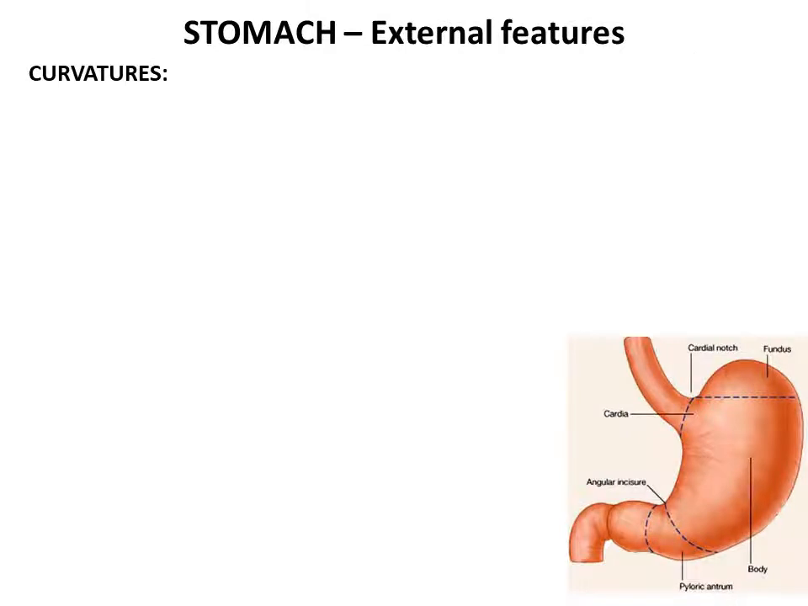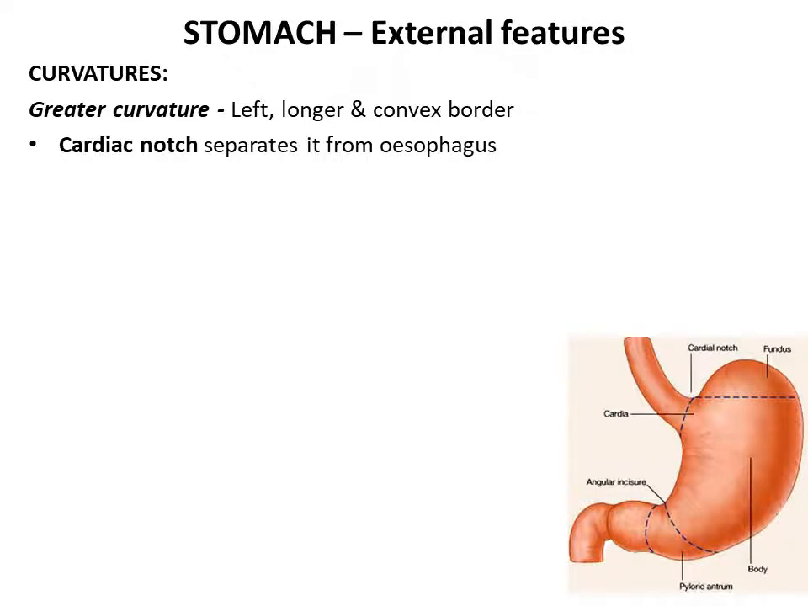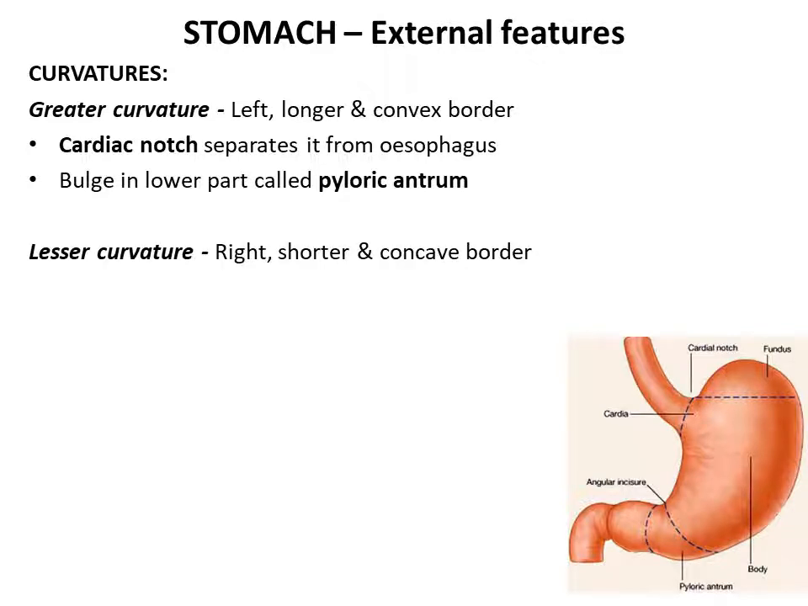The curvatures or borders of the stomach. The greater curvature is the left longer and convex border. It arches upwards, backwards and to the left, forming the fundus, and is 4 to 5 times longer than the lesser curvature. In its upper part, it presents a cardiac notch which separates it from the esophagus. In the lower part, it shows a bulging called the pyloric antrum. The lesser curvature is the right shorter concave border of the stomach.